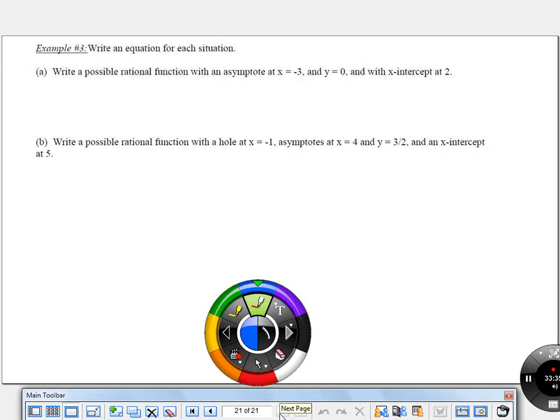The last examples are for you guys to write an equation. I want you to try and write one and bring it to class with you tomorrow. That's how I'll know if you followed the directions on them.